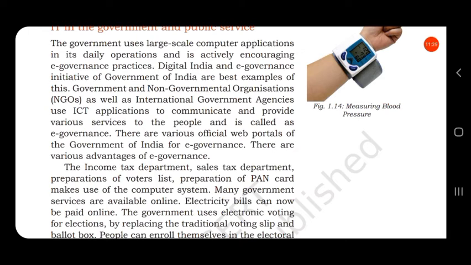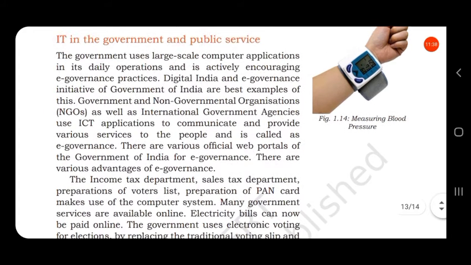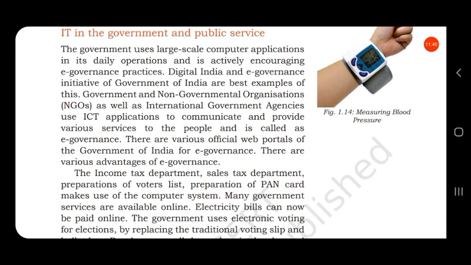Government and non-government organizations, NGOs, as well as international government agencies use information and communication technology applications to communicate and provide various services to the people, and this is called e-governance. Various official web portals of Government of India for e-governance. There are various advantages of e-governance.